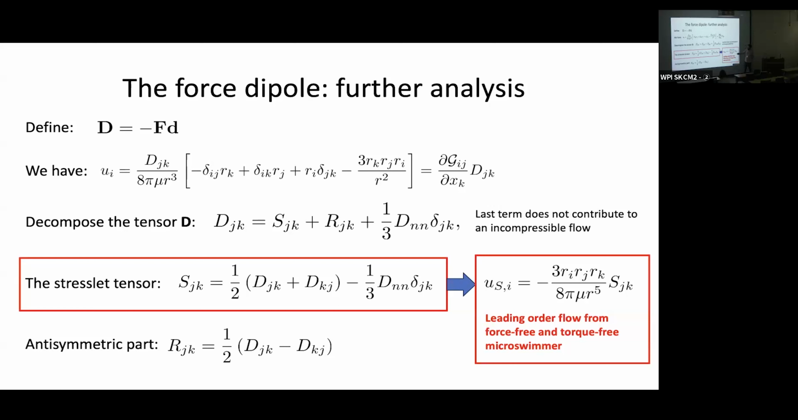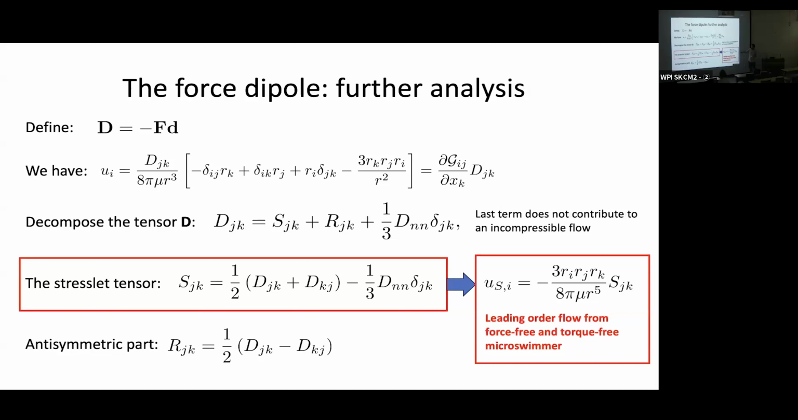The first one is called the stresslet, and it's symmetric in the two indices, and it's a nice bona fide tensor. And we'll also see this guy. This is going to be the, I guess he called the rotlet tensor. This is going to be related to chirality later. But for now, I'm going to focus on this.